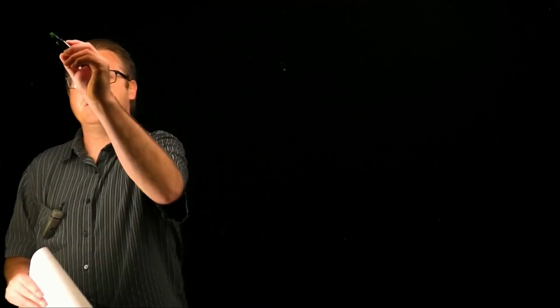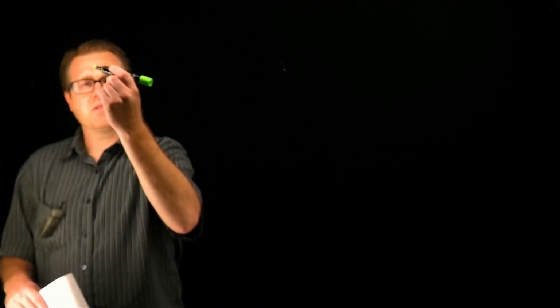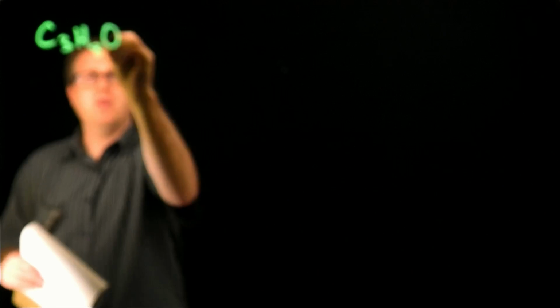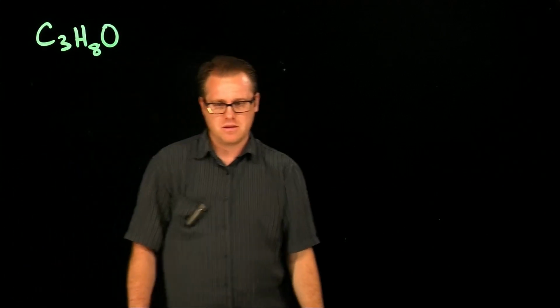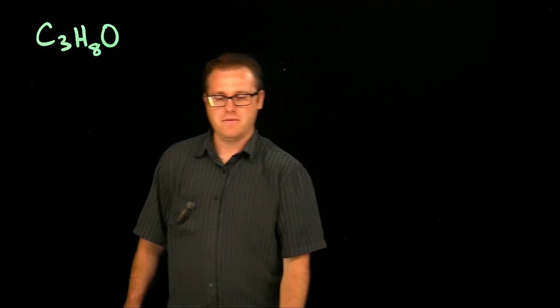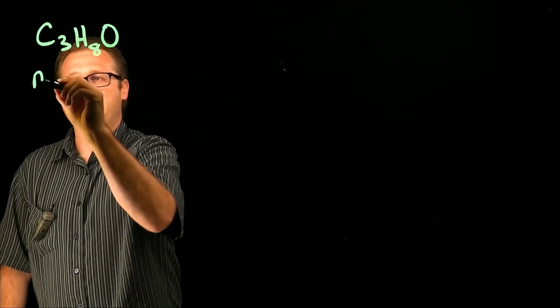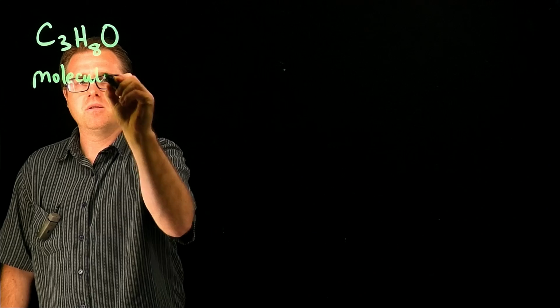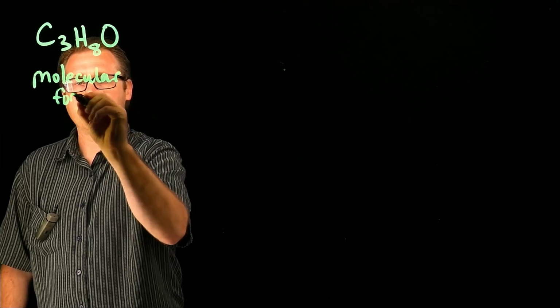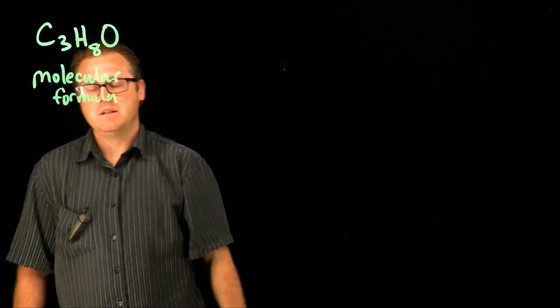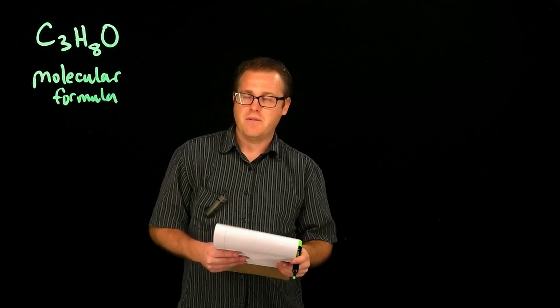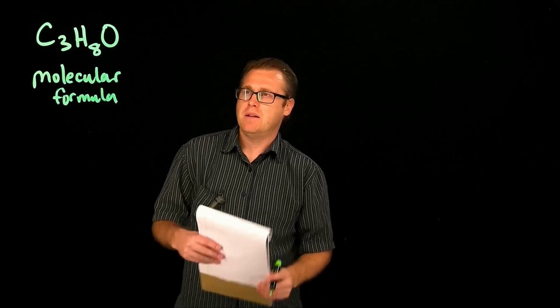So the molecular formula of isopropyl alcohol, let's see, is this going to be a good marker? Let's check it out here. C3H8O. Okay, this is going to be the molecular formula. There's our molecular formula of isopropyl alcohol.